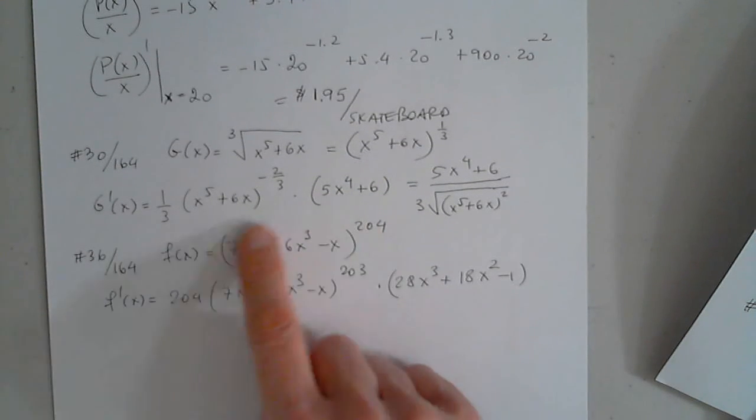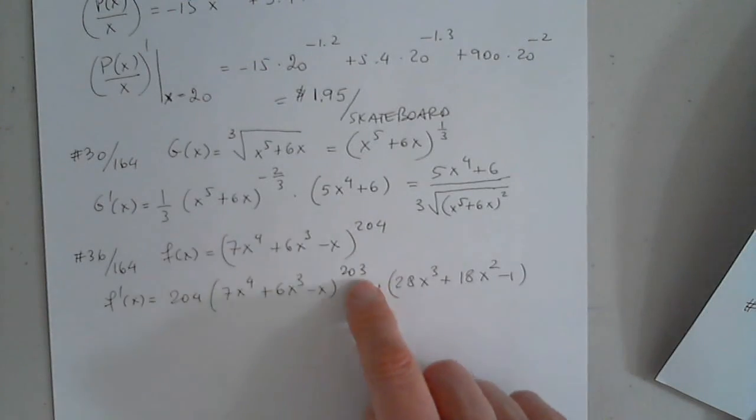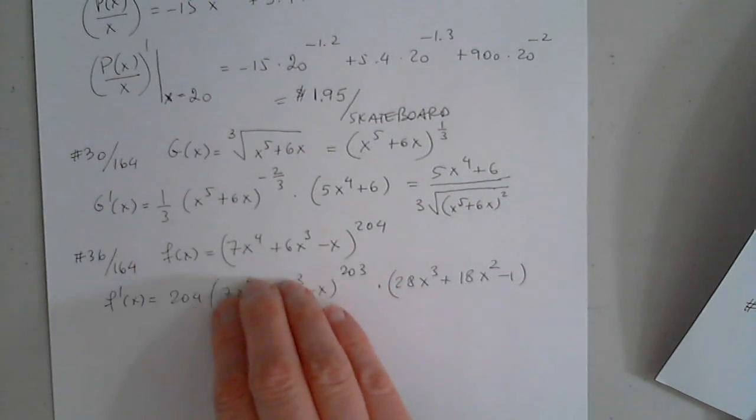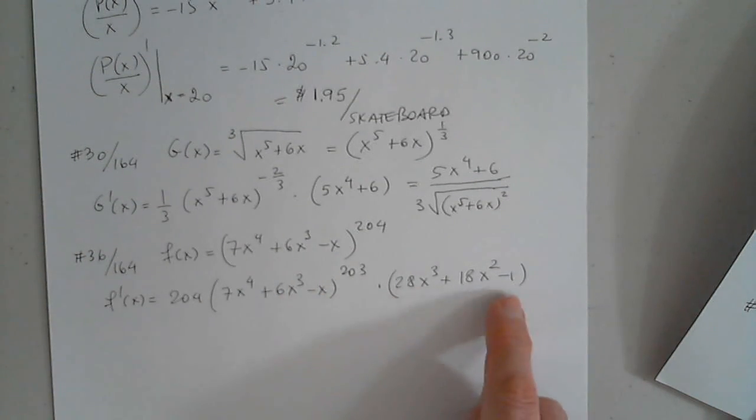The same thing here. I bring down 204, multiplied by the function raised to 204 minus 1, times the inner function prime, 4 times 7, 28x cubed, 6 times 3, 18x squared, and minus 1.